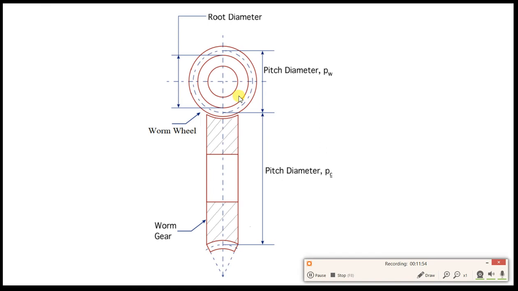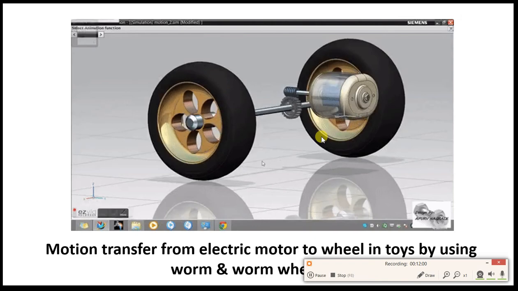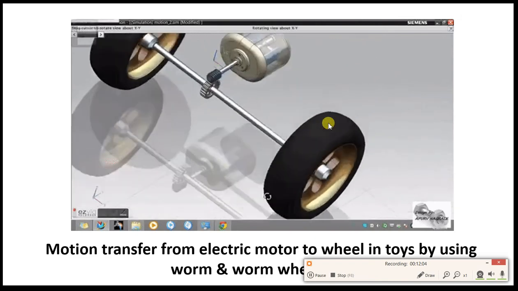This is the side view. You can draw this diagram. It is also used in toys.